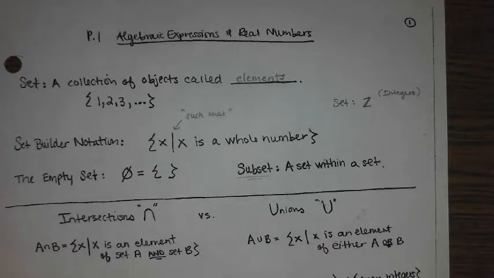Okay, interesting. How about -1? How about the negatives? Is -1 an integer? Raise your hand if you think it is. Raise your hand if you think it is not. Wow. I hate to break it to you, but you're all wrong. Integers are any whole number, either negative or positive, or 0.